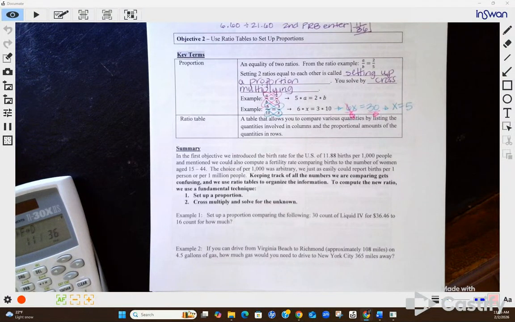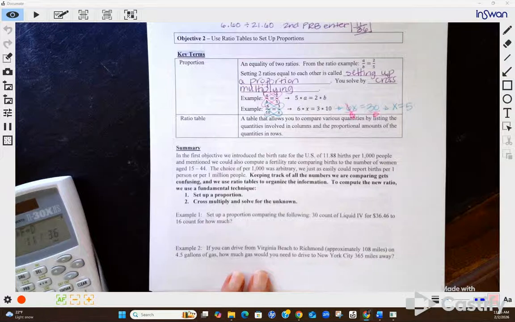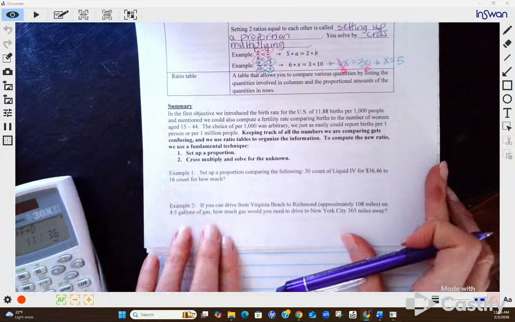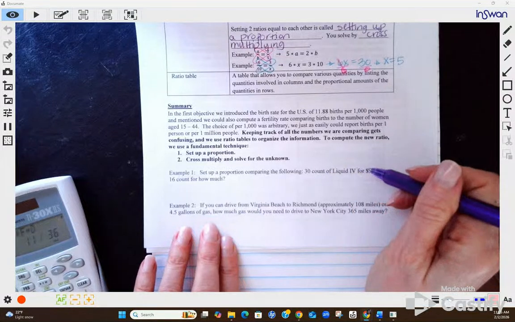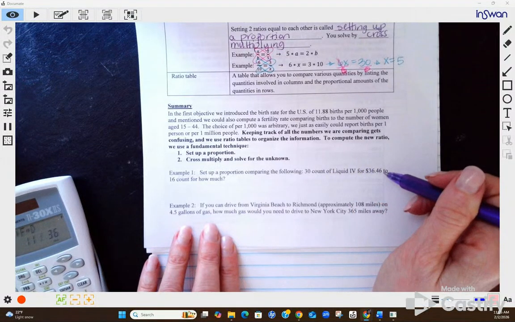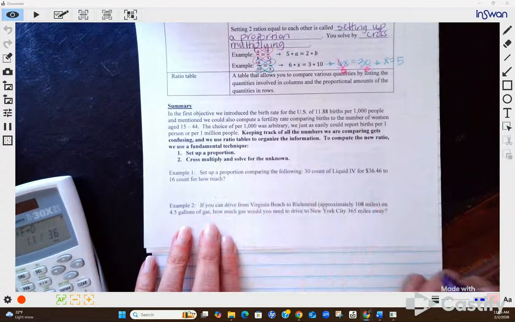Keeping track of all the numbers we are comparing gets confusing, and we use ratio tables to organize the information. To compute the new ratio, we use a fundamental technique. We set up a proportion, we cross multiply, and solve for the unknown. So that's what we did here. So here's an example. Set up a proportion comparing the following: a 30 count of liquid IV for $36.46 to a 16 count for how much?